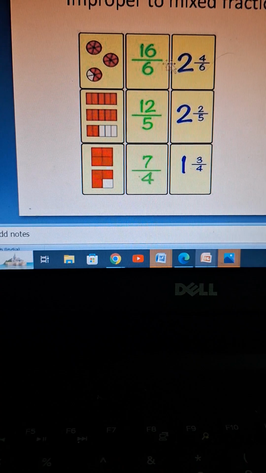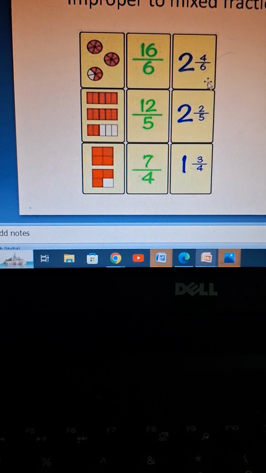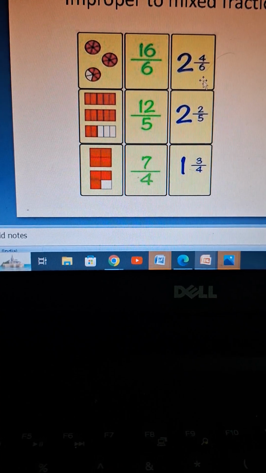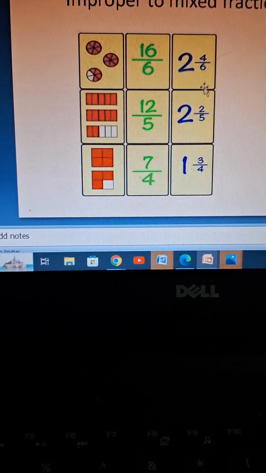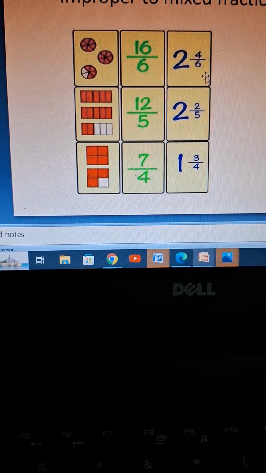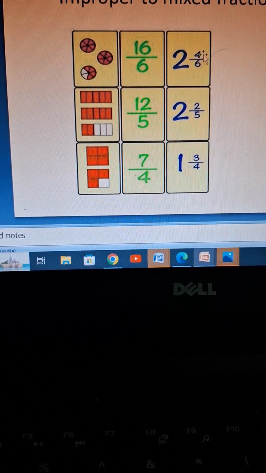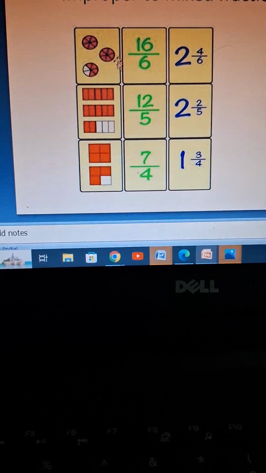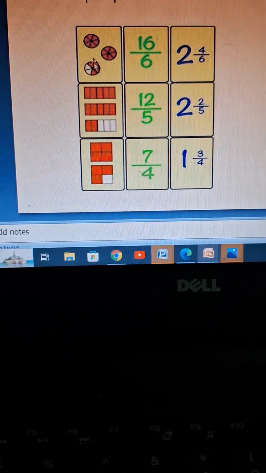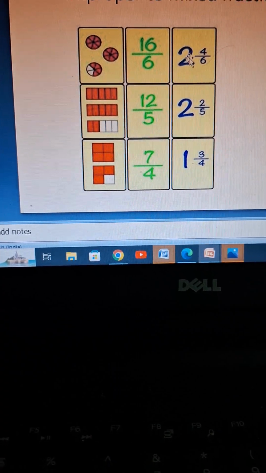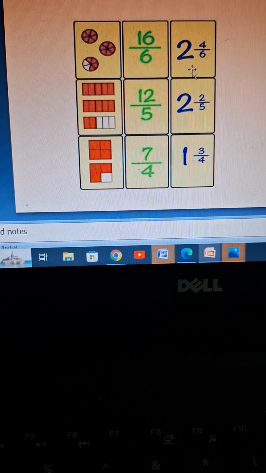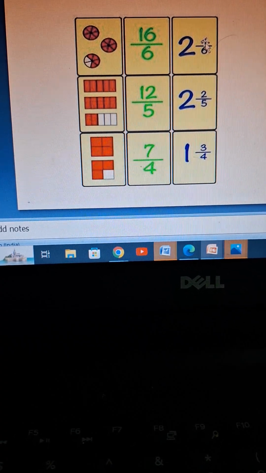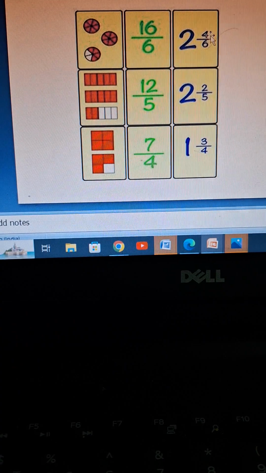Now how to convert an improper fraction to a mixed fraction? What is a mixed fraction? A mixed fraction means a whole number plus a proper fraction. What is a proper fraction? A proper fraction is one where the numerator is small and the denominator is big. So in this case we see the 2 wholes are already colored. That is why we have written 2 here. Now in the third circle, out of 6 parts, how many are colored? 4 parts are colored. Okay.